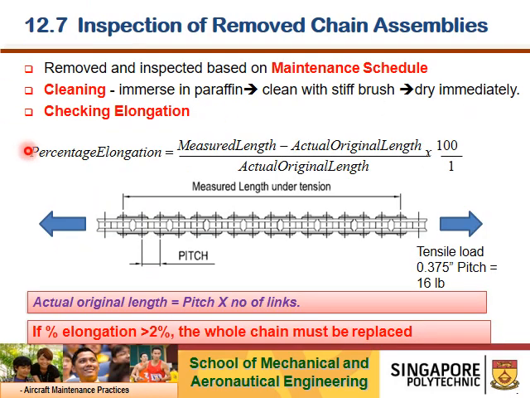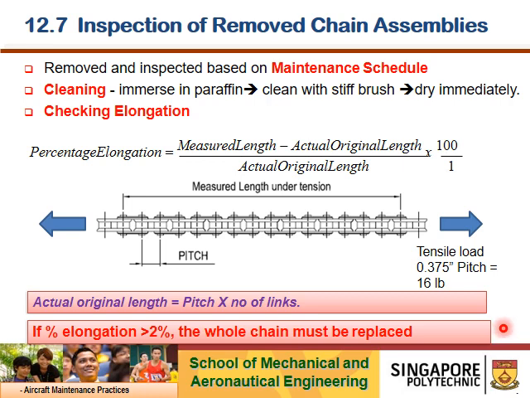So how do we check? We remove and clean it with paraffin and a stiff brush, and dry it immediately. How do we check for elongation? We measure the length, minus away the actual original length, over the actual original length. That will give me the percentage of elongation. If the elongation after you calculated is more than 2%, then the whole chain must be replaced. We do not modify or repair.